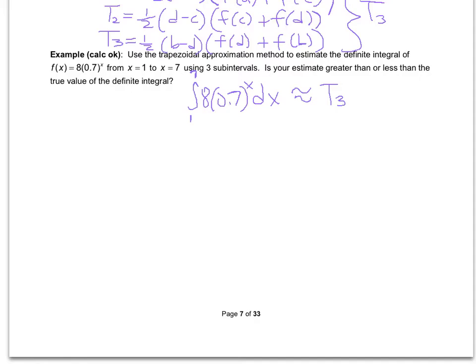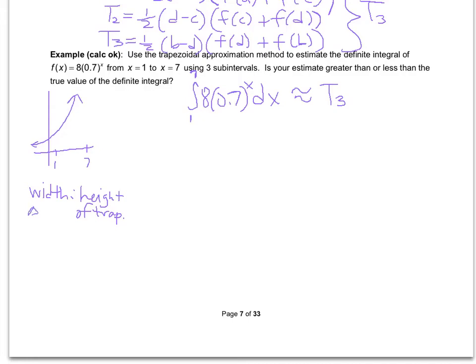Okay, so we're trying to approximate this, and we're going to use the trapezoidal rule with 3 subintervals. If you want to think about what this looks like, it's an exponential function, something like that. Here's 1 and here's 7. If we're talking about 3 subintervals and we're going to use equal widths, then the width of each subinterval, which in a trapezoid is actually the height of our trapezoid, it gets confusing, but it just depends on what shape you're using for your approximation.